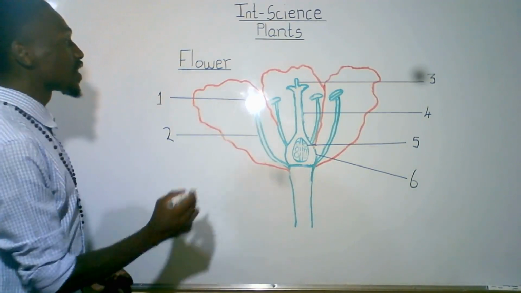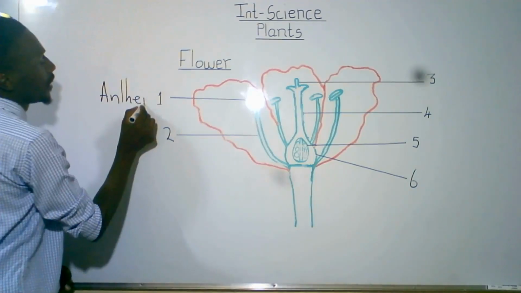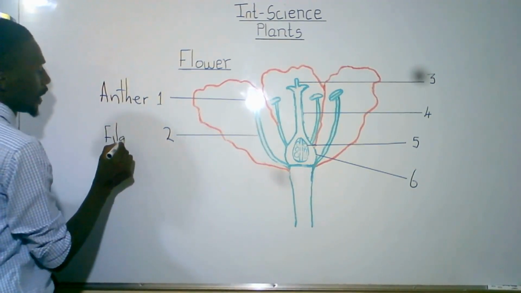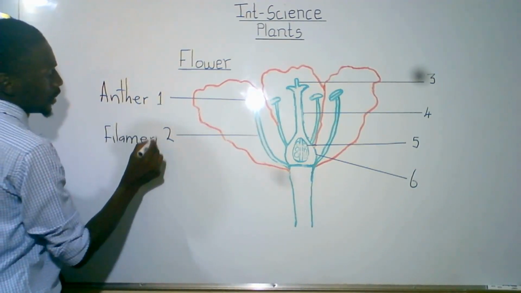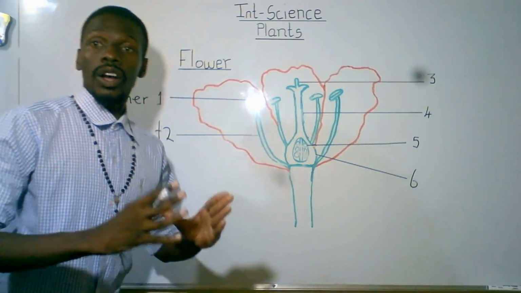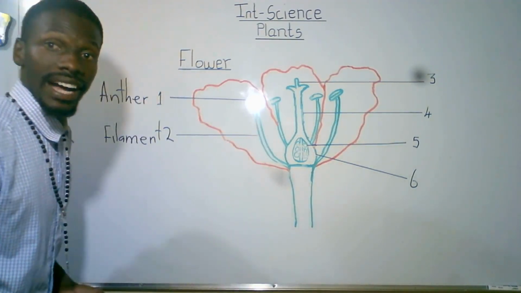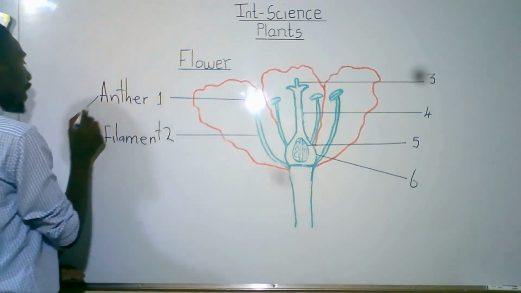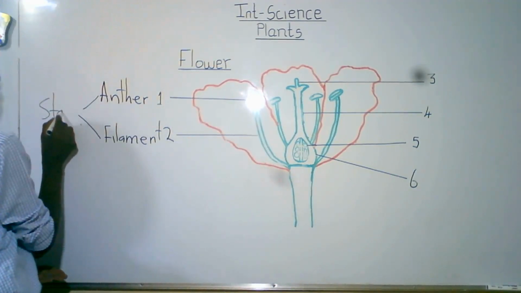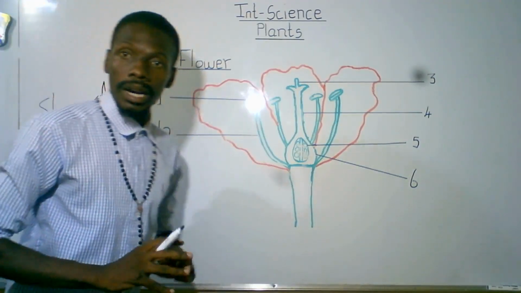Part 1 is known as the anther. Part 2 is the filament. The anther and the filament make up the male parts of a flower. The collective word for the male parts of the flower is the stamen. So the anther and the filament make up the stamen.